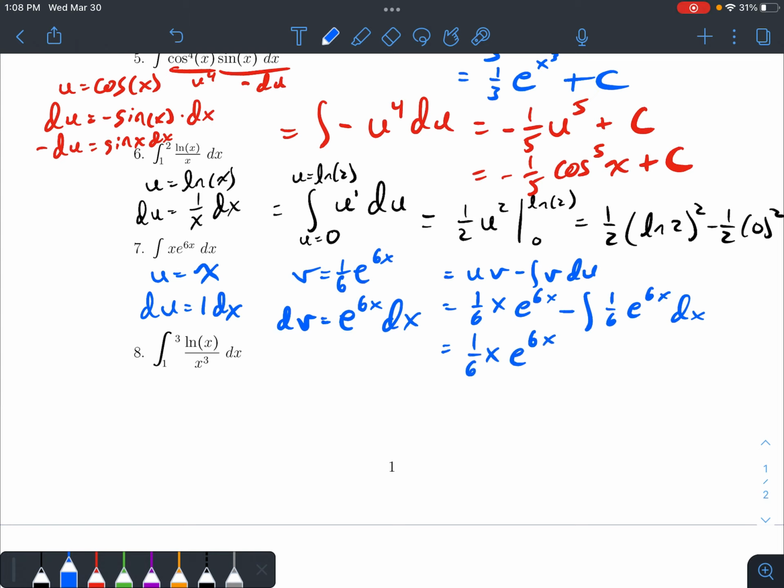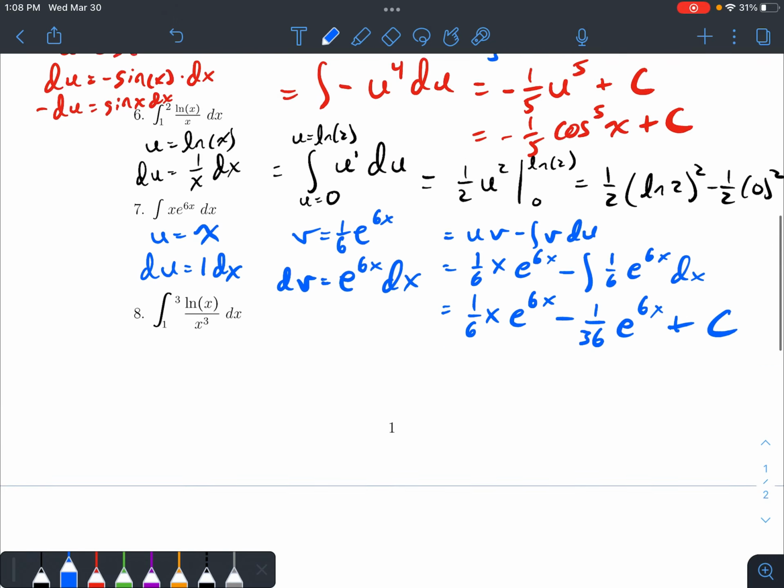So the integral of 1/6 e to the 6x. That antiderivative is just e to the 6x divided by 6. So this is 1/6 times 1/6, and 6 times 6 is 36. And this is an indefinite integral, so we do plus c at the end.